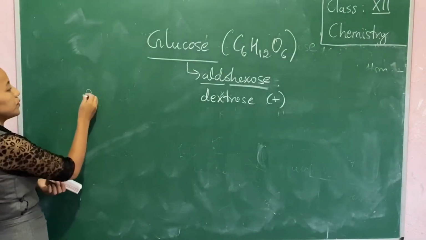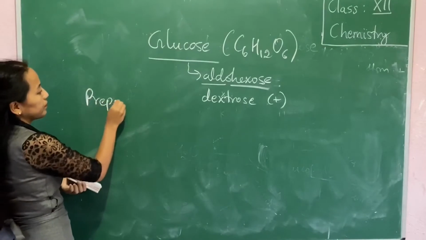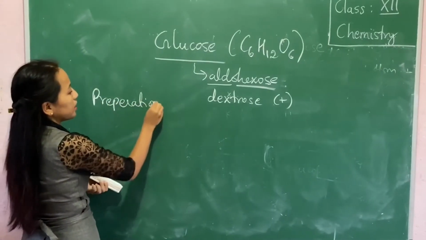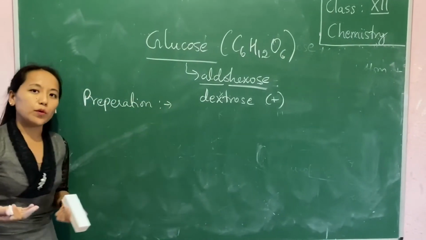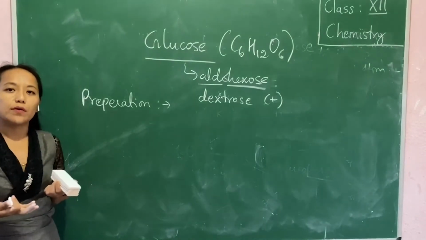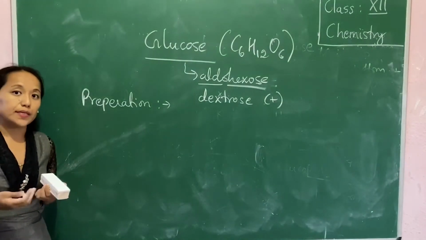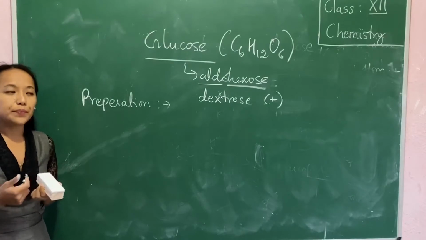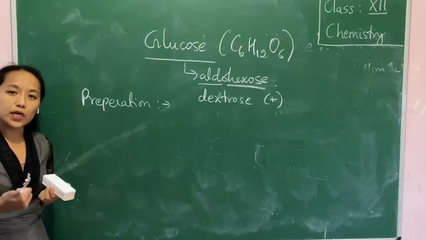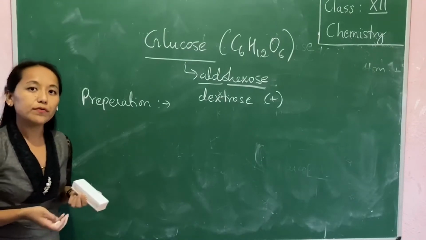So now let's move to the preparation of glucose. Glucose can be prepared from sucrose because sucrose is made up of two monosaccharides, that is fructose and glucose, and it can also be prepared from starch or cellulose, which are also made up of glucose.